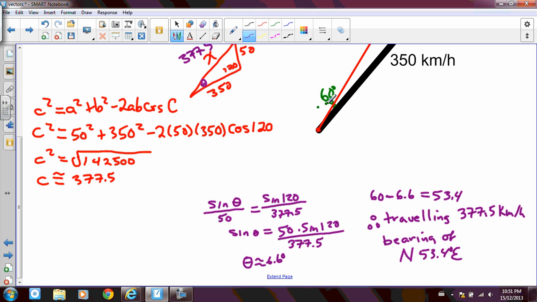And so that's essentially the part that's taken away from the 60. So the 60 was sort of that full angle back to the 350 degree, the actual intended path of the flight. And then we take off the 6.6 degrees for the actual flight path and find that we are now traveling 377.5 kilometers per hour on a bearing of north 53.4 degrees east. So again, off by 6.6 degrees from the intended path.